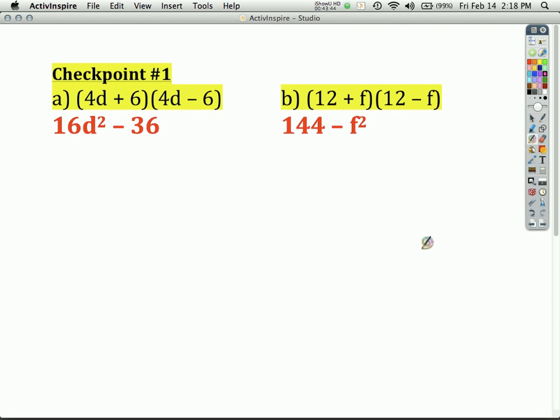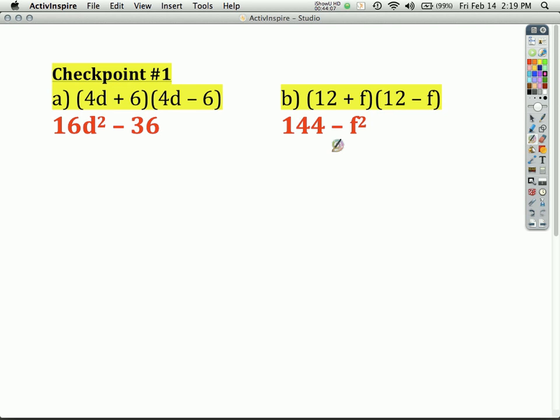Now, technically, the f squared is supposed to come first. However, in these cases where the 12 came first in the binomial, it's perfectly okay to put the result in that order as well. That's why I did put it in that order. But if you wanted to put negative f squared plus 144, that's the same thing. Okay? Any comments or questions?